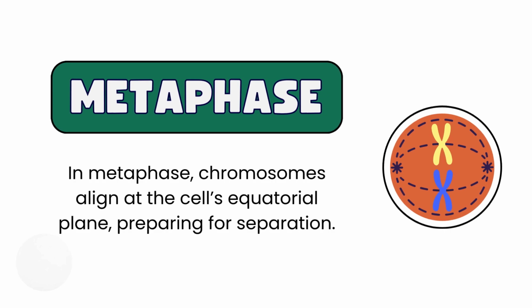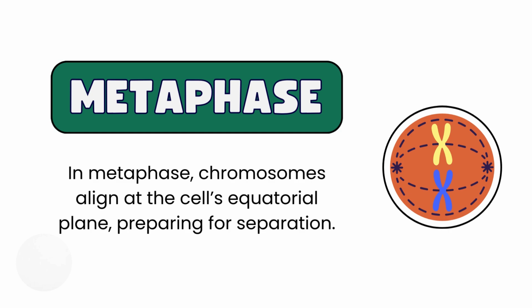On to prometaphase. This occurs right after prophase but before metaphase. In this, the nuclear envelope completely dissolves, allowing spindle fibers to attach to the kinetochores on the chromosomes. This attachment is critical for proper chromosome alignment and ensures that each sister chromatid will be pulled apart correctly. Proper attachment helps prevent errors that could lead to abnormal number of chromosomes.